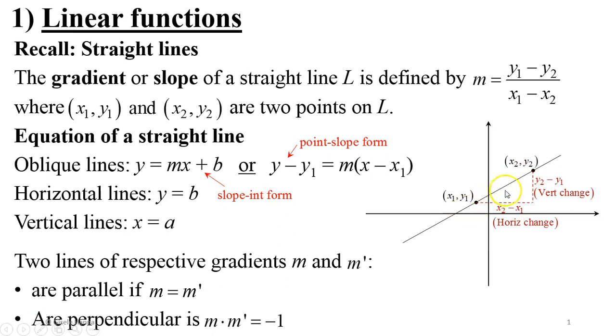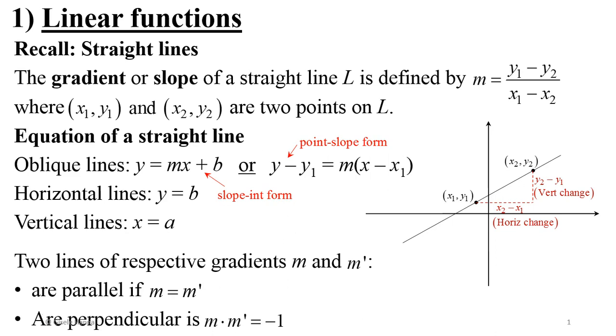As you can see here in this diagram, we have the point of coordinates x1, y1 and the point of coordinates x2, y2. So y2 minus y1 represents this vertical change between the 2 points, and x2 minus x1 represents this horizontal change between the two points. So the vertical change divided by the horizontal change gives the slope of the straight line, and what we also call the gradient of the straight line.